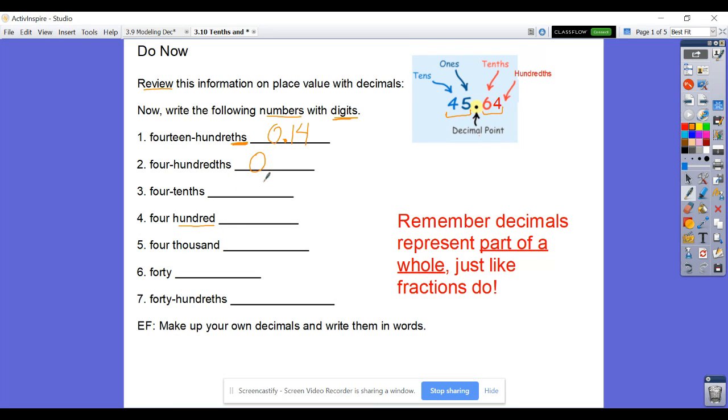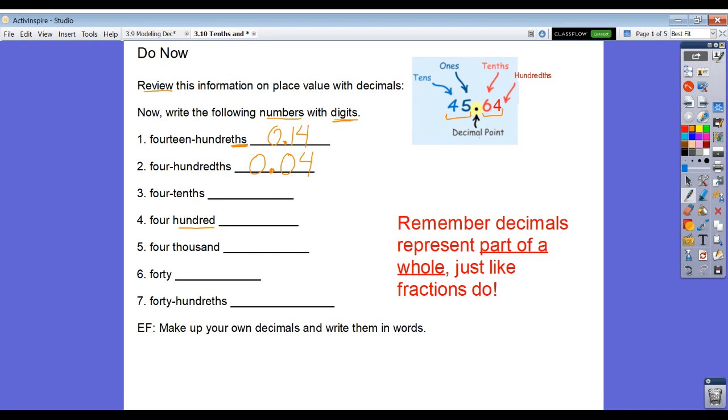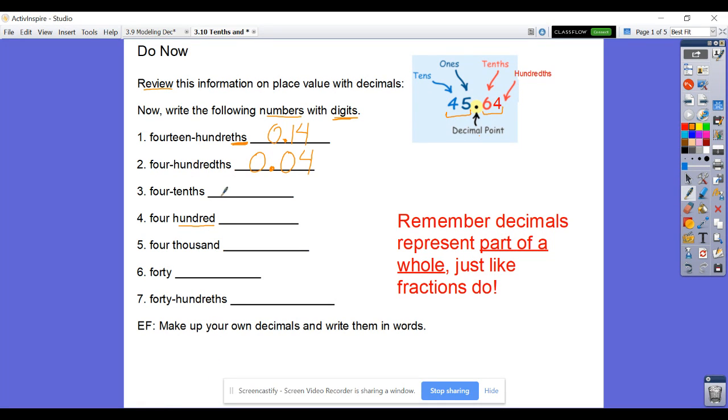4 hundredths, ooh, this was a good tricky one. That means I have nothing in my tenths place and 4 in my hundredths place. Did that get some of you? I was warning you, that was a common mistake. Give yourself a double woohoo if you got that one. And if you made a mistake, that's okay. You will learn from it next time, I promise.